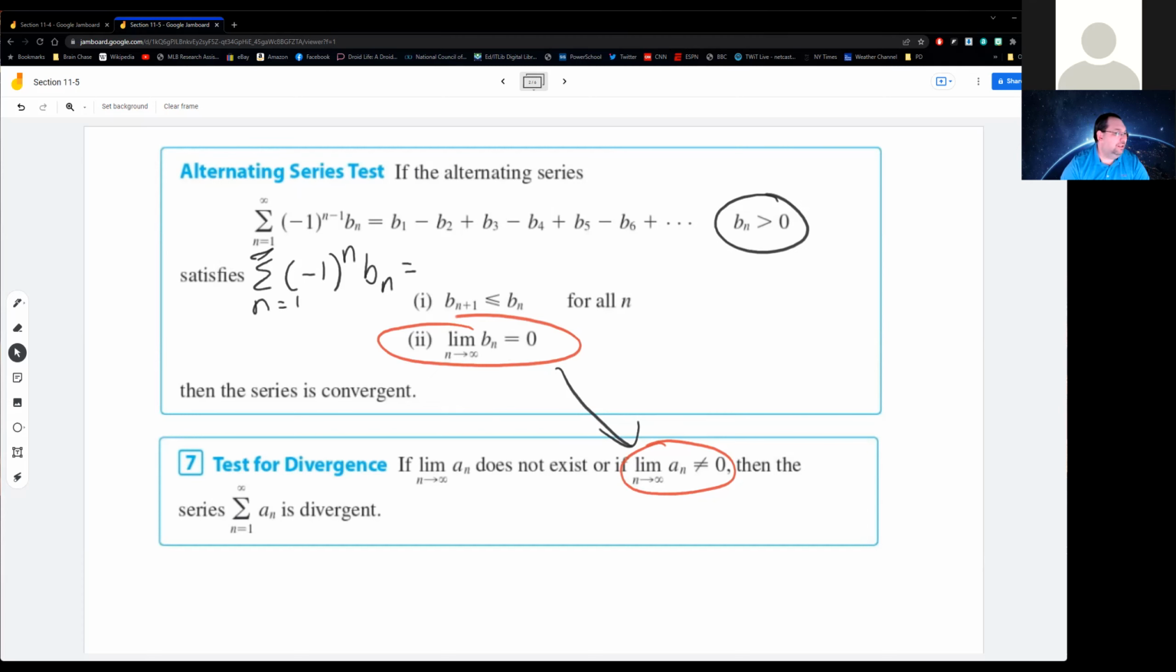So let me just reiterate that. If it passes criteria 1 but fails criteria 2, then it would be divergent, right? If it fails criteria 2 because it doesn't equal 0, it's divergent because it passes the test for divergence. The only situation where the test for divergence would not work is if it failed criteria 1 and passed criteria 2.